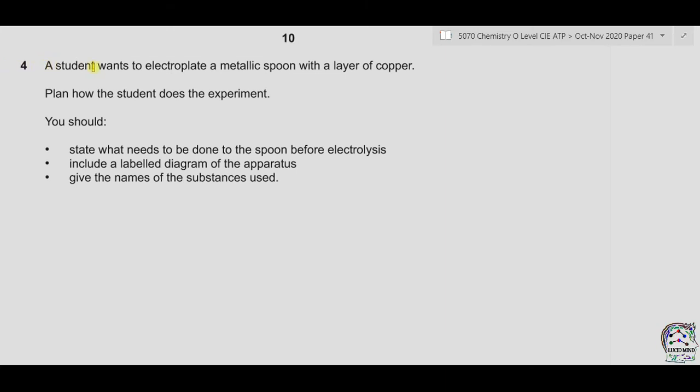Question number 4. A student wants to electroplate a metallic spoon with a layer of copper. Plan how the student does the experiment. In the plan, you should follow these points. The first one is to state what needs to be done to the spoon before electrolysis. As the spoon is made of metal, the spoon must be cleaned before electrolysis in order to remove any impurities that may be present on the surface of the spoon.